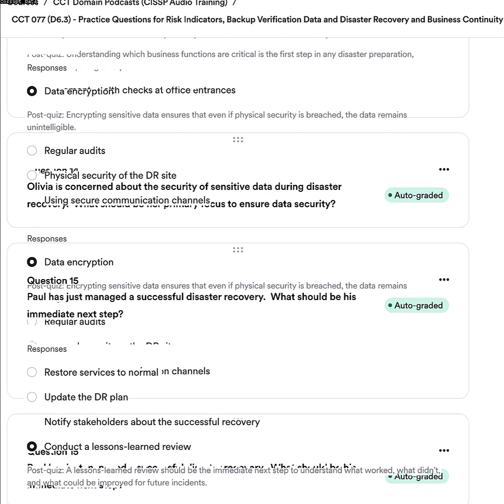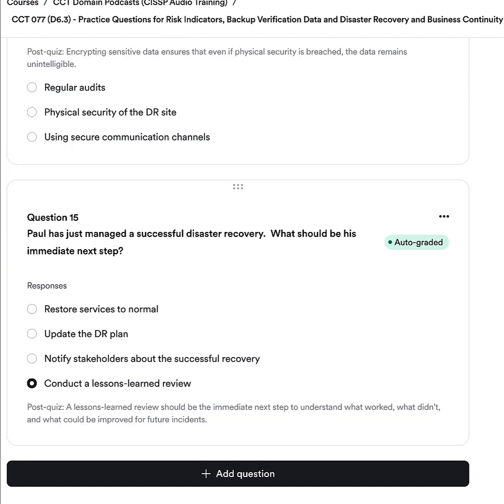Last question, question 15. Paul has managed to successfully complete a disaster recovery. What should be the next immediate step? A, restore services to normal. B, update the DR plan. C, notify stakeholders about a successful recovery. Or D, conduct a lessons learned.